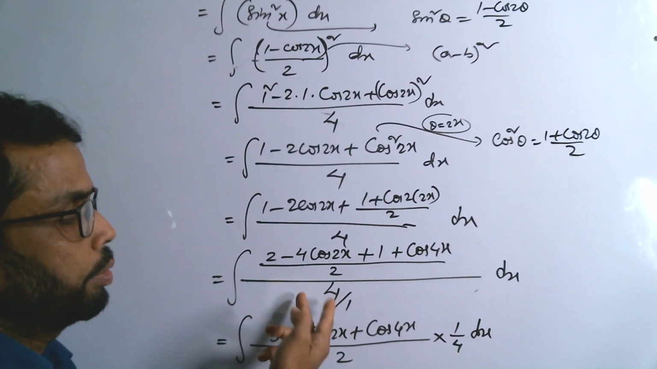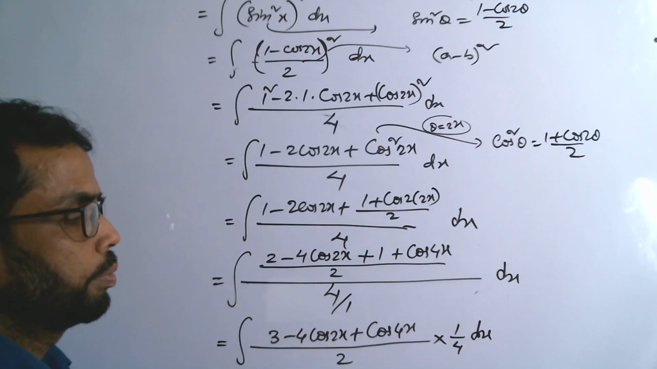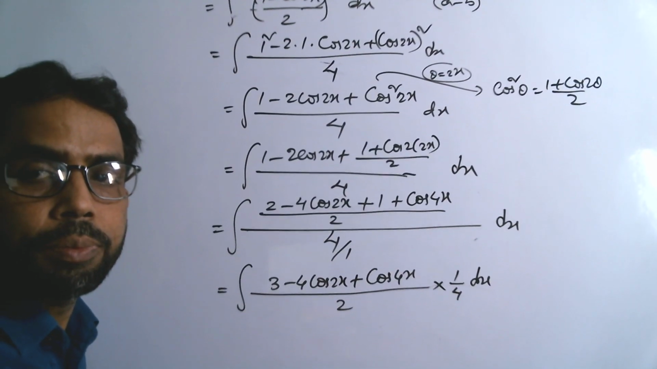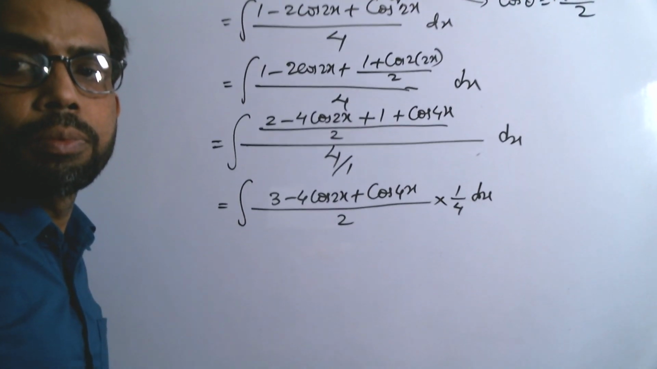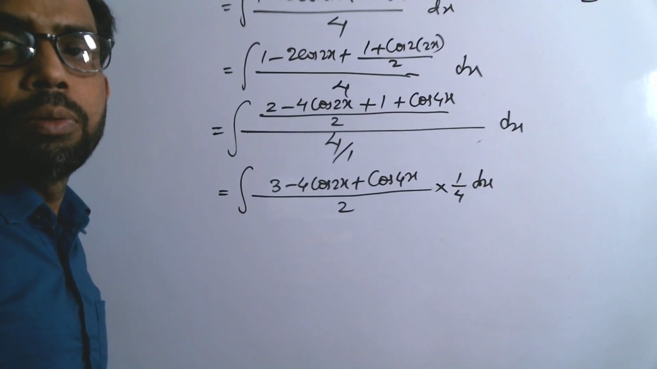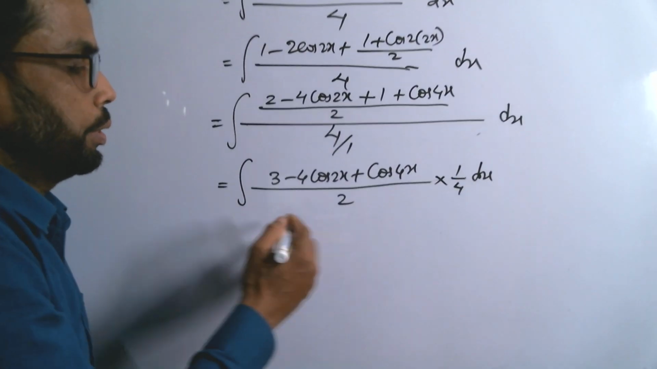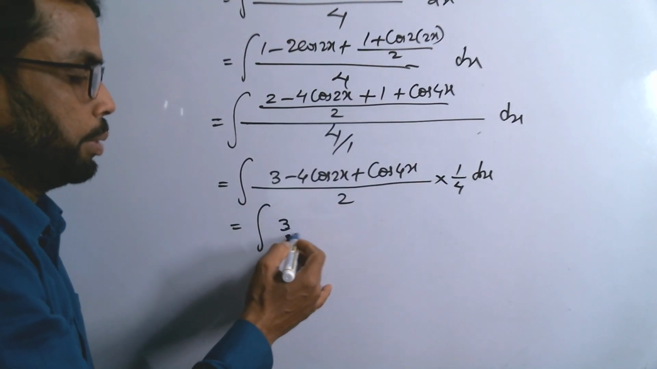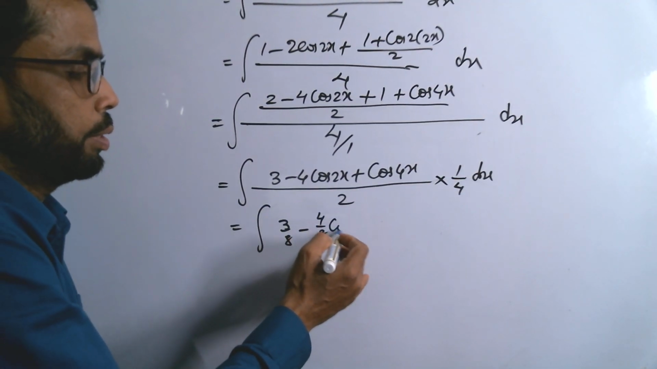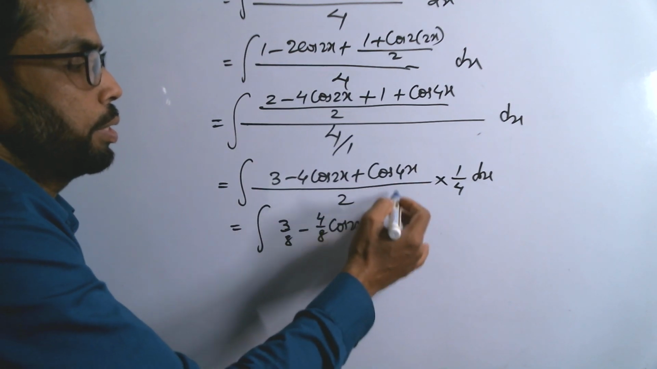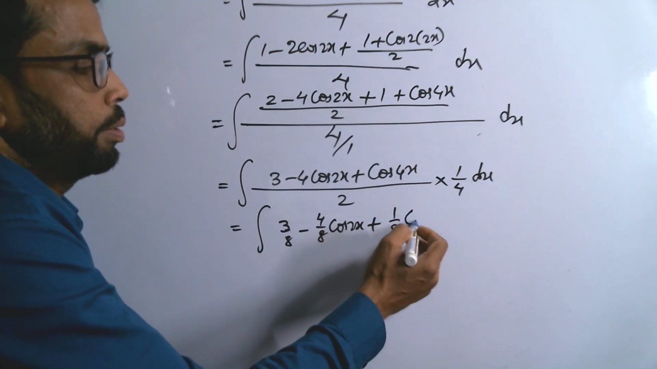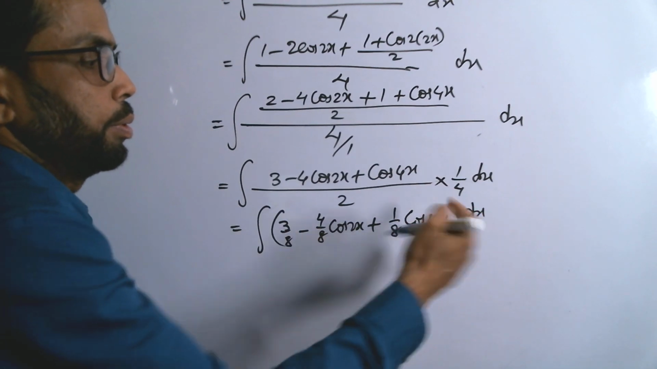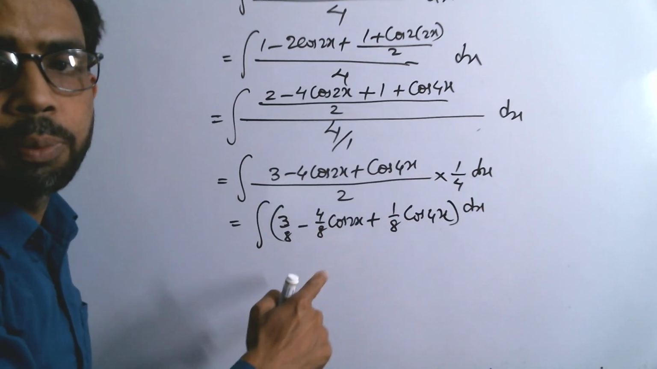4 by 1 taken reciprocal here, then 4 to the 8 will separate completely. 4 to the 8, so we can make it 3 by 8 minus 4 by 8 cos 2x plus 1 by 8 cos 4x. All the terms are separated now.